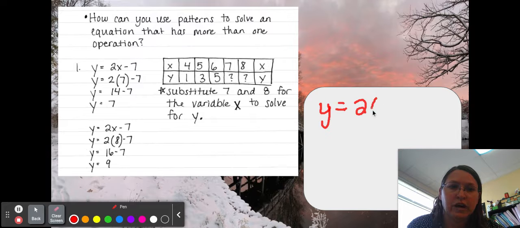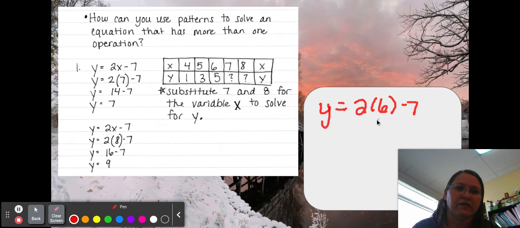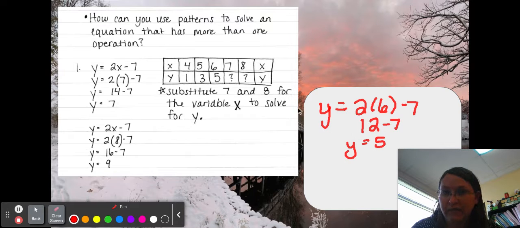Another one is if I did y equals 2 times 6 minus 7. Well, using the order of operations, the first thing I have to do is solve 2 times 6, which would be 12 minus 7. Well, 12 minus 7 is 5, so y equals 5. So that's where, right here, I have 6 is what I substituted in, and 5 right here is what my answer is when I am substituting it into this equation.